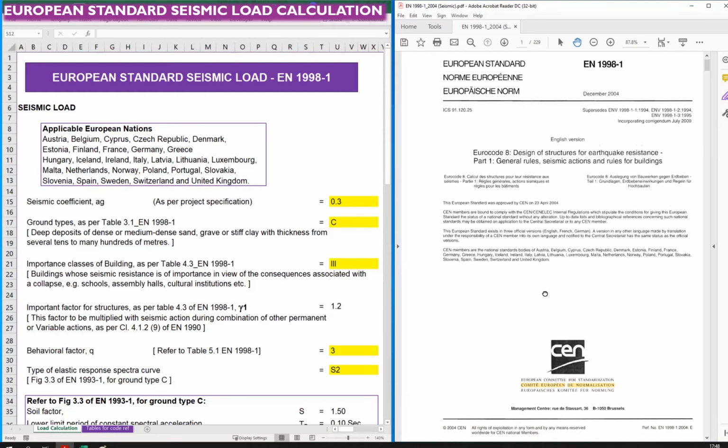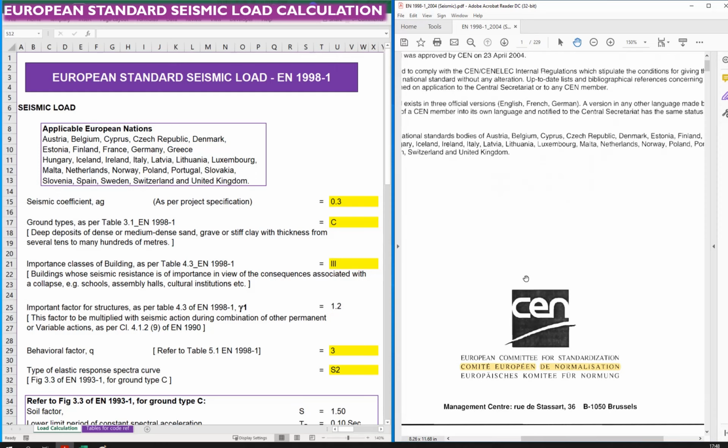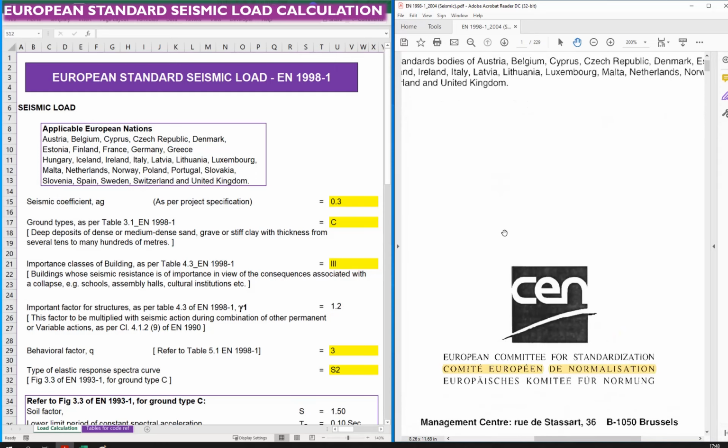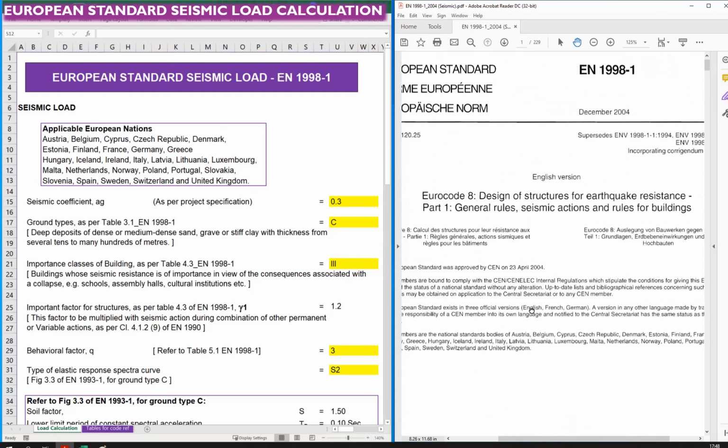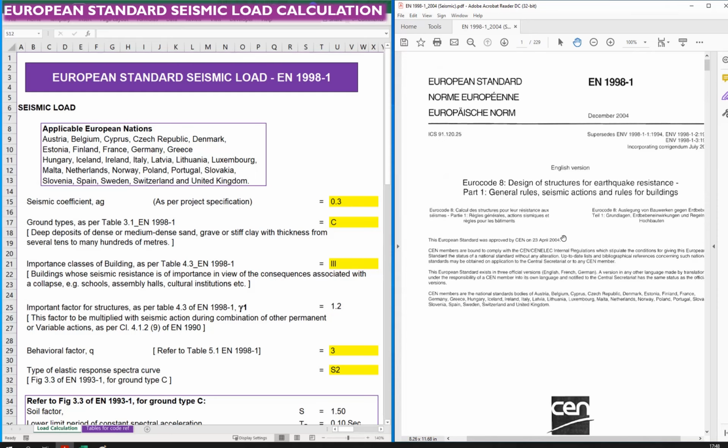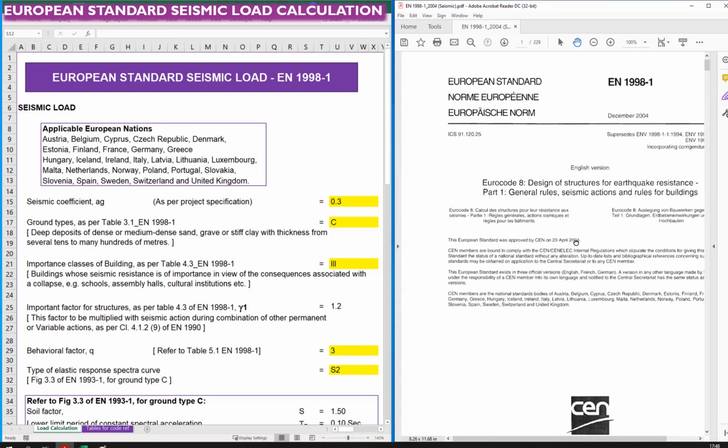This European standard we generally call in short form CEN or EN. EN is nothing but European Normalization. CEN means Comité Européen de Normalisation. So this code EN 1998 Part 1 is Eurocode 8, Design of structures for earthquake resistance, Part 1: General rules, seismic actions and rules for buildings. So this will support us to calculate seismic load.